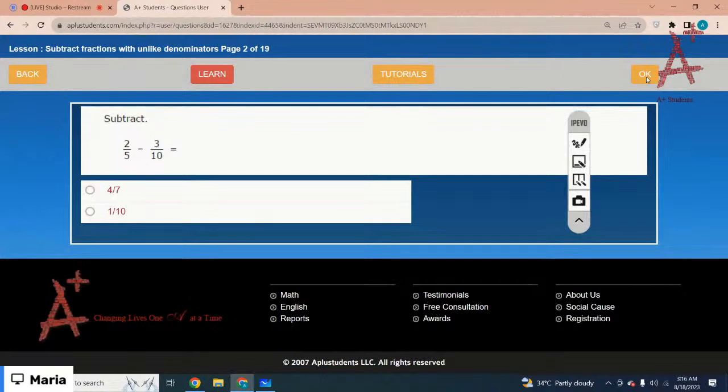You can see the greater denominator is 10, right? That means you have to make the smaller also equal to 10. So the correct option would be the one that has the denominator 10, so it would be 1 over 10. You can also solve it: you have 4 by 10 minus 3 by 10. When you multiply the fraction by 2, it would be 4 over 10 minus 3 over 10. So 4 minus 3 is 1 over 10. The correct option is 1 over 10.